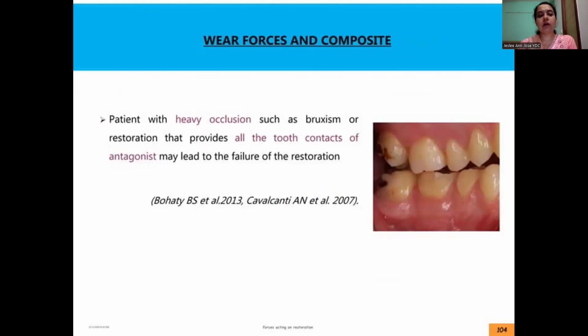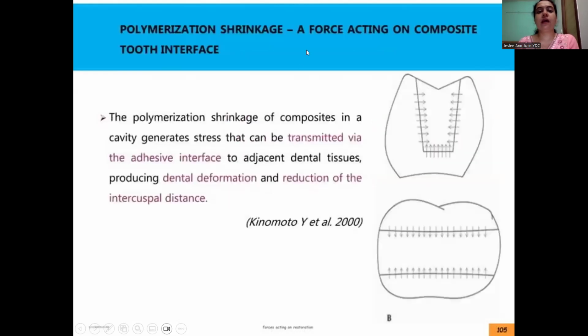Now, patients with heavy occlusion, such as bruxism, or restorations that provide all the tooth contact of the antagonist, may lead to the failure of the restoration. So, in patients with bruxism, we need to check the occlusion prior to the restoration, because of the heavy forces of occlusion. If you keep the restorative material exactly at the contact points of the antagonist, that is the opposing tooth, it might lead to the fracture or the dislodgement of the restoration.